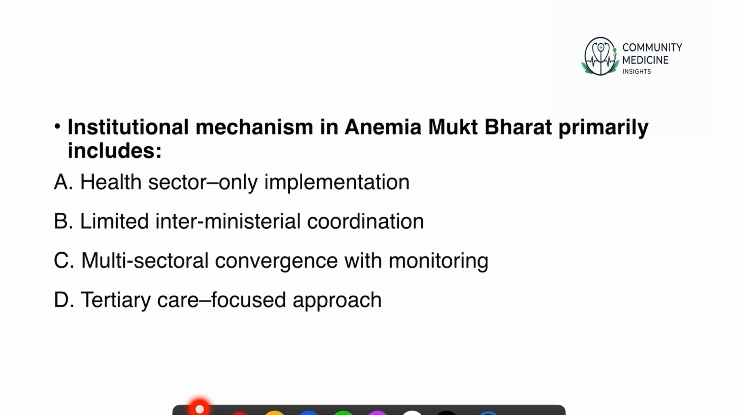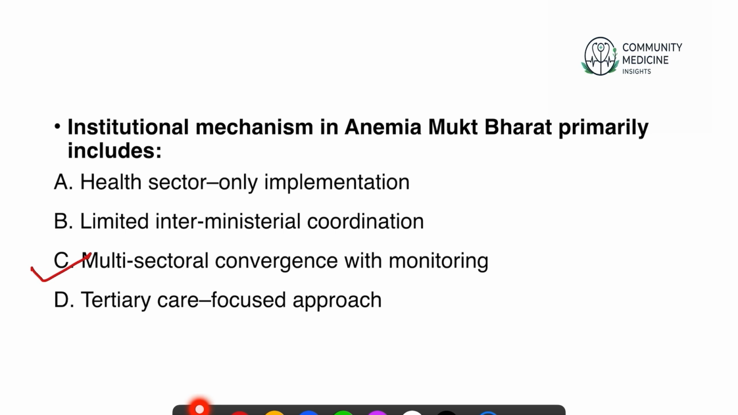Next question is, an institutional mechanism in Anemia Mukt Bharat primarily includes, the options we have are health sector only implementation, limited interministerial coordination, or multi-sectoral convergence with monitoring, and the tertiary care focused approach. So here the correct answer is C, multi-sectoral convergence with monitoring.